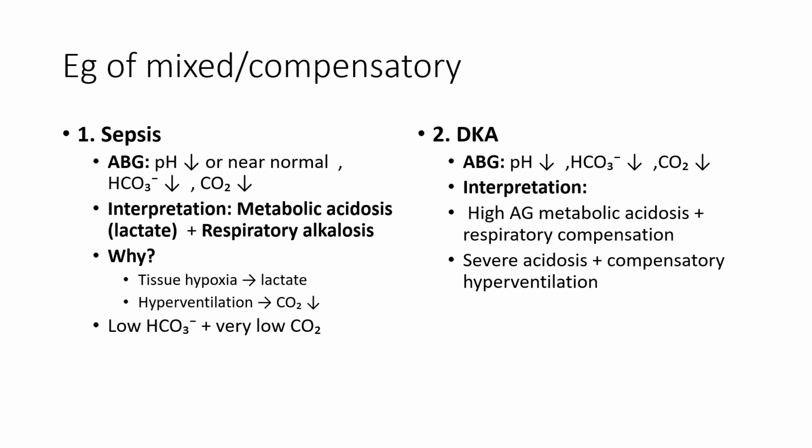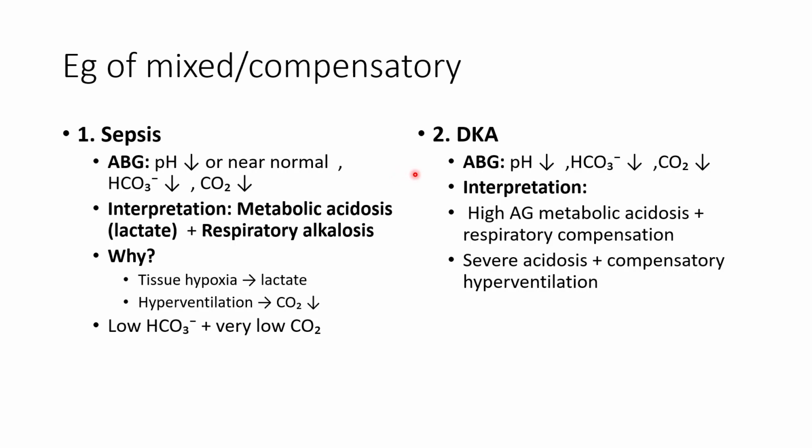Examples of mixed or compensatory causes: first, sepsis. In sepsis, you can have pH near normal with low bicarb and low CO2. The low bicarb means it is a metabolic issue. So in sepsis there is metabolic acidosis, and there is a decrease in CO2 to compensate for it. The metabolic acidosis is due to lactate buildup because of tissue hypoxia. So it can have a near normal pH, but it is not because the body is in normal physiology. So even if you see a normal pH, you should always check the bicarb and CO2 levels.